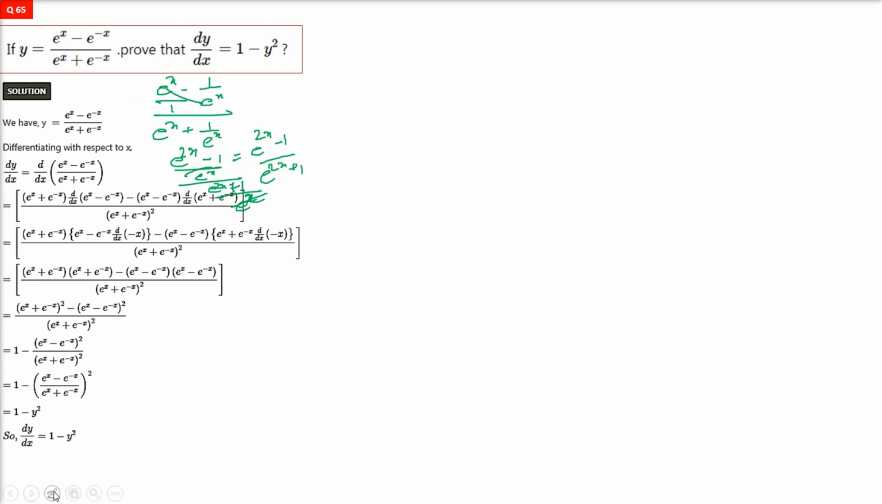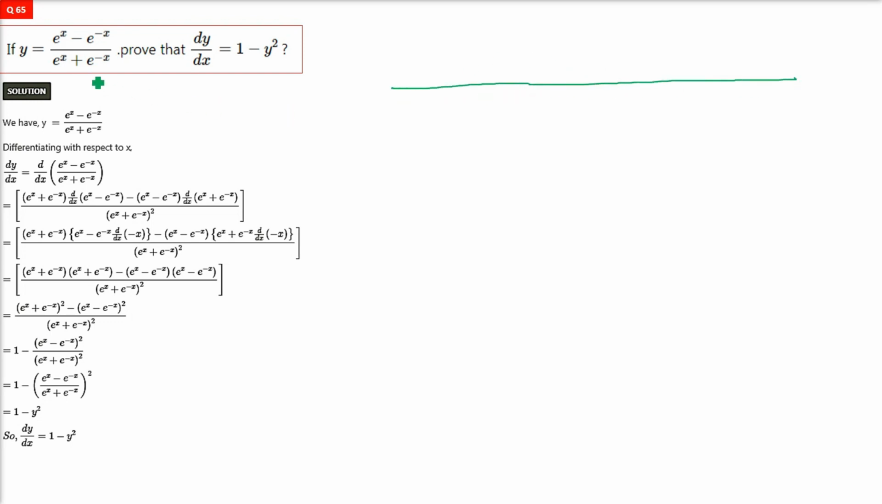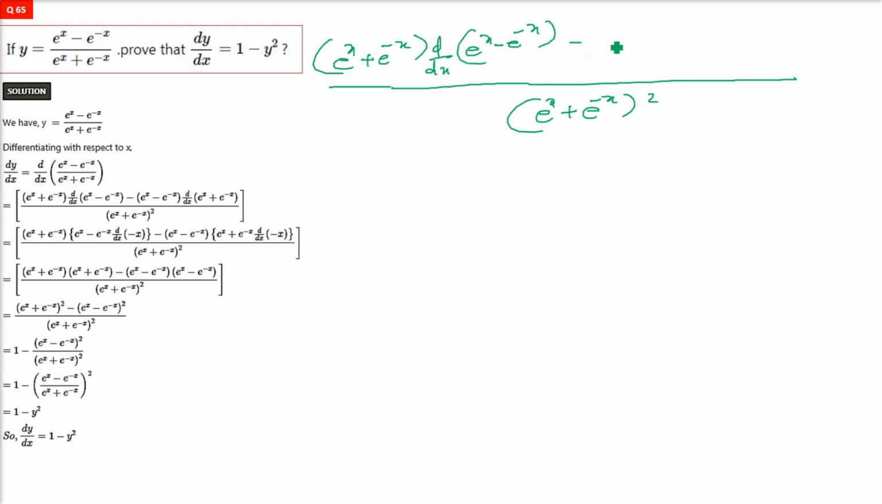But in a normal way, in a way which we normally solve, step by step, let us take this dy by dx, and we'll just take it as numerator over denominator, and we'll apply the quotient rule. So we have the denominator square, e to the power x plus e to the power minus x whole square. Then we have e to the power x plus e to the power minus x here, and d by dx of e to the power x minus e to the power minus x, minus e to the power x minus e to the power minus x, and d by dx of what? e to the power x plus e to the power minus x.